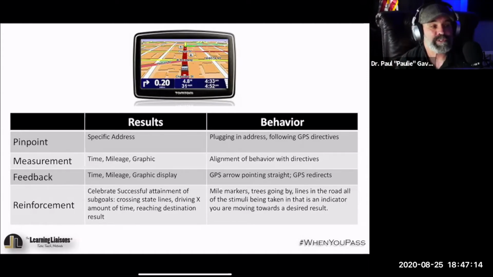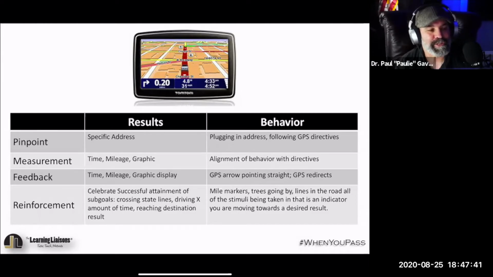With the results, the same thing. With the feedback, if that screen was off, even though it was taking all those measurements, if you couldn't see it, that measurement means nothing. That's why you have to give feedback in relationship to results, and the behavior is the same thing. You're getting feedback based on your behavior because that little green arrow is telling you you're going in the right direction, or it's reminding you, hey, make the turn up here. You got to make a right turn.